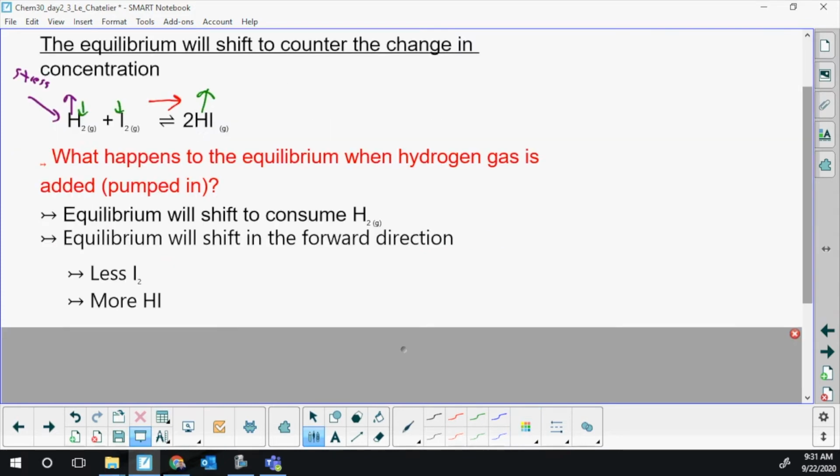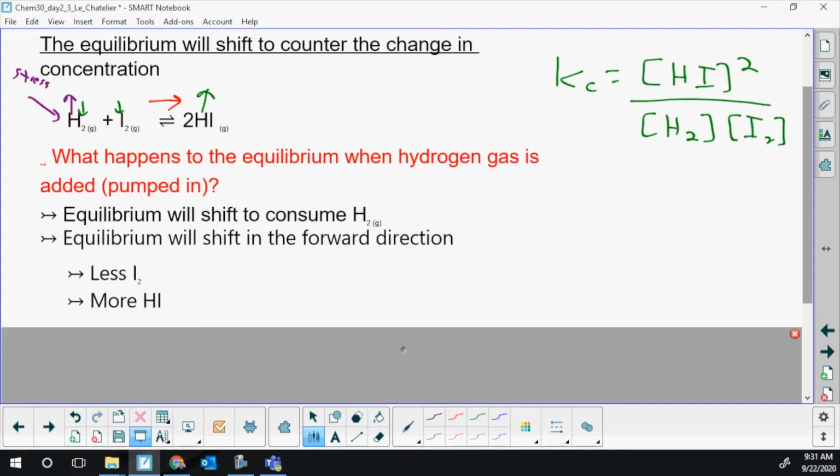Now, one thing you're going to have to be aware of is, when does the Kc value change and when does it not? When you add or remove chemicals, you do not change the equilibrium value. So that would be the equilibrium law expression. Okay. And with concentration changes, Kc is the same. Hopefully we saw that in our case study. It didn't matter whether we started with all products or all reactants, we always get the same Kc value.